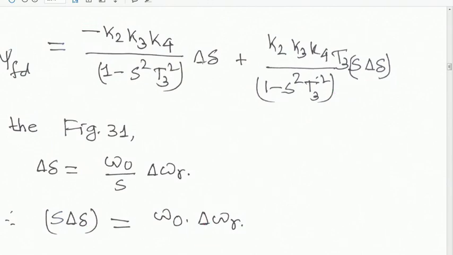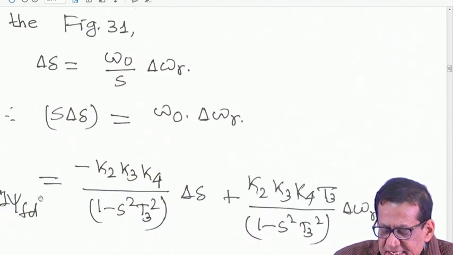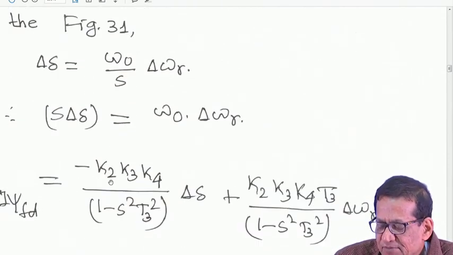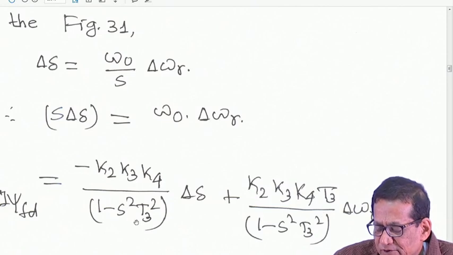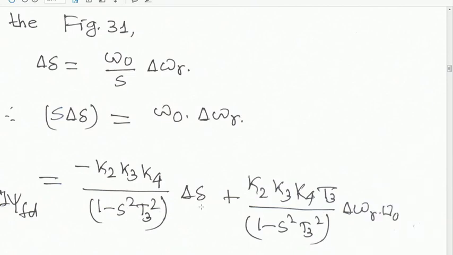Therefore, delta T due to delta psi f d is minus k 2 k 3 k 4 upon 1 minus S square T 3 square delta delta plus k 2 k 3 k 4 T 3 upon 1 minus S square T 3 square, then into delta omega r into omega 0, right. So, this is delta T in terms of delta delta and delta omega r due to delta psi f d, right.